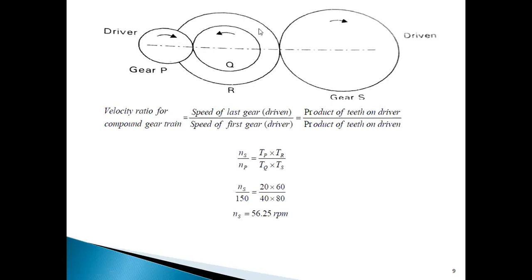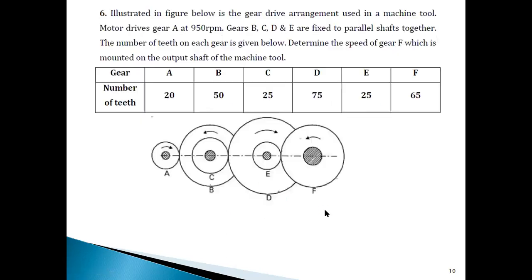Second assembly between R and S, TR is the driver gear, TP into TR divided by TQ into TS. So if you simplify, you get the value as 56.25 RPM. Next question. So already in this question, if you observe, he has given the table for you.